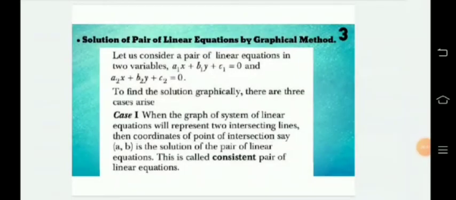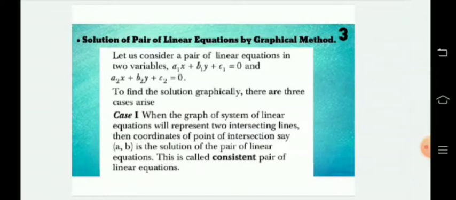Solutions of a pair of linear equations by graphical method means how to find the solutions of linear equations by the graphical method. Let us consider a pair of linear equations in two variables a1x plus b1y plus c1 is equal to 0 and a2x plus b2y plus c2 is equal to 0. To find the solution graphically, there are three cases that arise. Means graphically solution खोज्नुको लागि चाहिँ तीनटा cases arise हुन्छ.